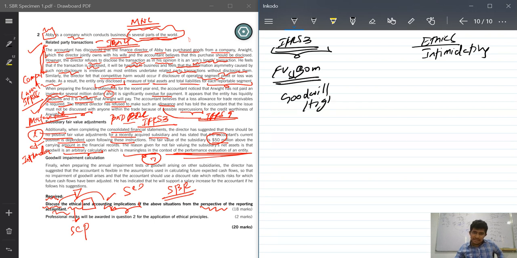I have given the explanation clearly in my writing. The goodwill will be high. If the goodwill is high, again the assets will be overstated. Please keep that in mind. The assets will be overstated.